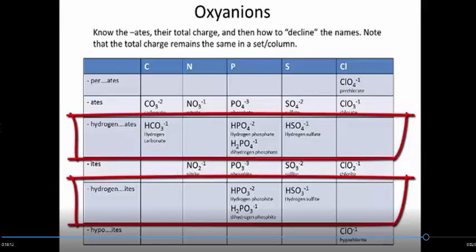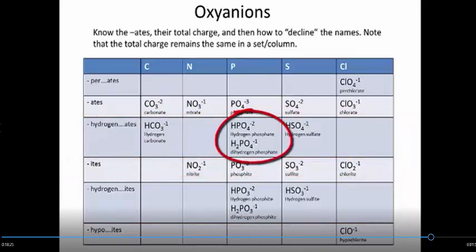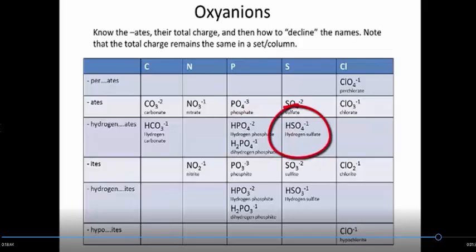Or in other words, if we look at our first example, carbonate, CO3 -2, if we add an H+, it becomes HCO3 -1. Hydrogen carbonate. For phosphate, we can add one hydrogen and become hydrogen phosphate, and it now has a charge of -2. But notice also that we can add 2 hydrogens to become dihydrogen phosphate. Okay? Sulfate, if we add one H+, becomes hydrogen sulfate.